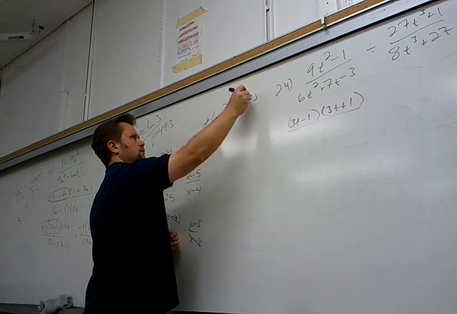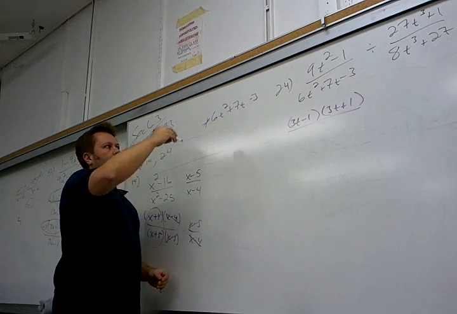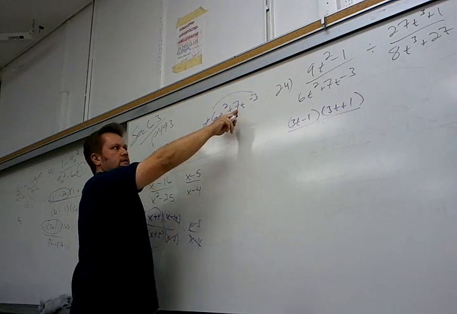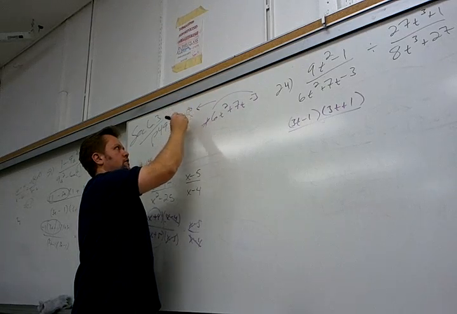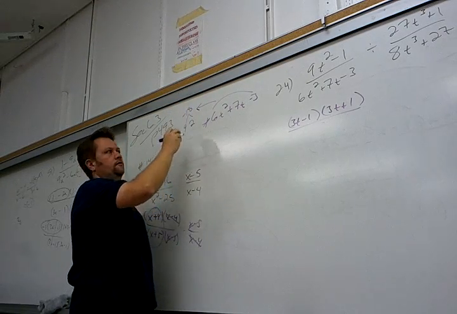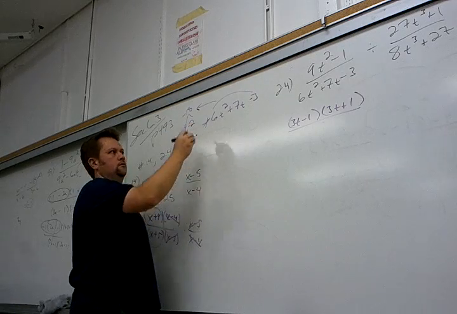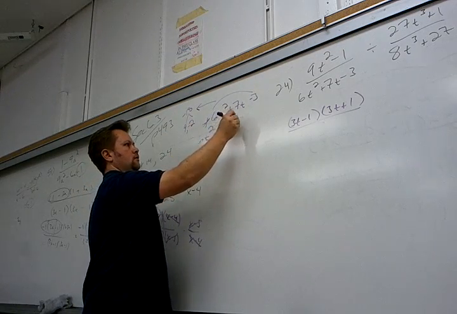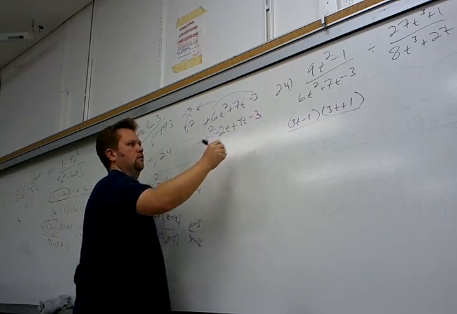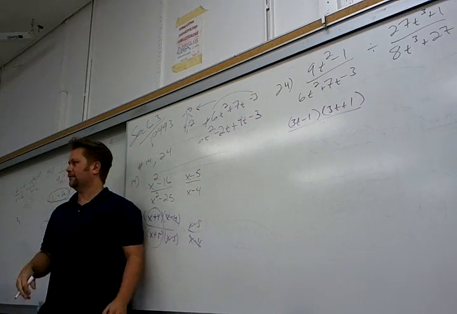So how do I do this one? You can't take a 3 out because it's 7. 9 and 2. So negative 18, so 9 and 2. Which one's got to be negative? 2. So it'd be 6t squared minus 9t plus 2t.